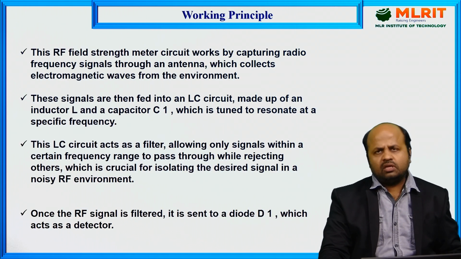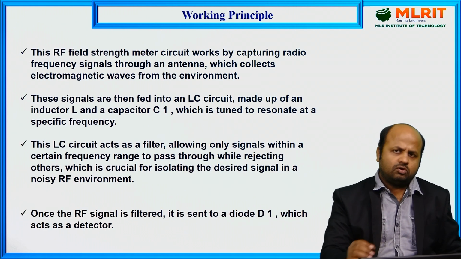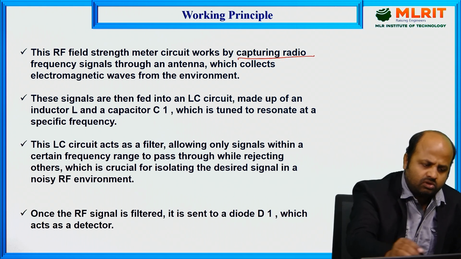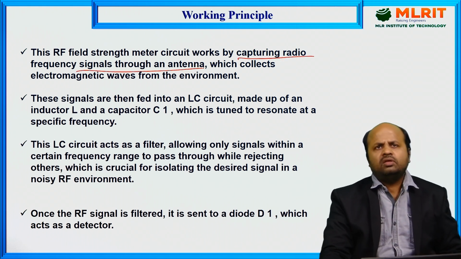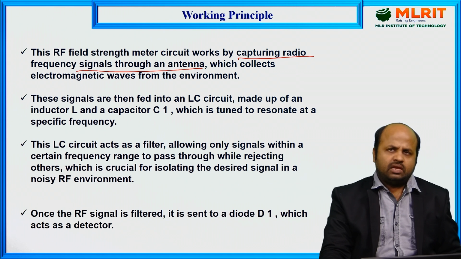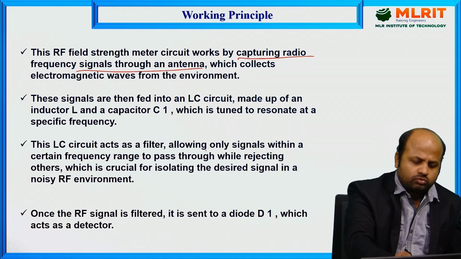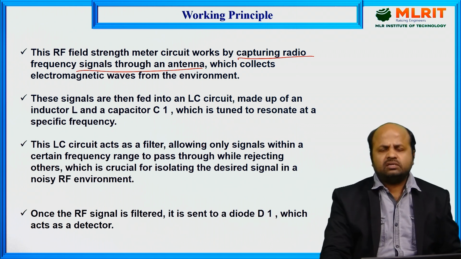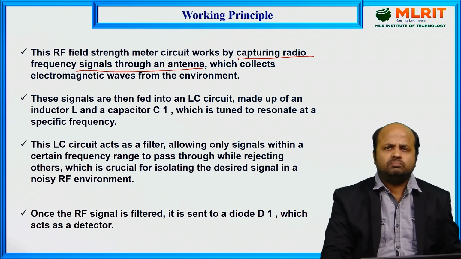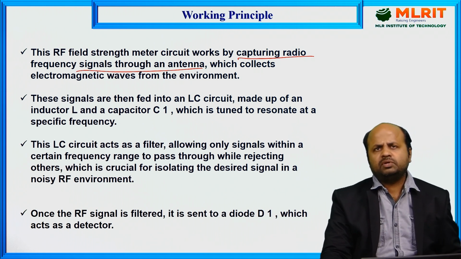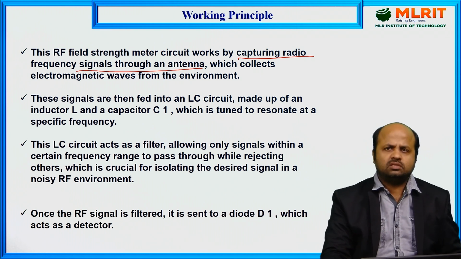So what is the working principle of a field strength meter? As already discussed, it will capture the radio frequency signal through the antenna, and after capturing, it will send it to the LC tuning circuit or tank circuit for resonating. Once the tuned frequency is there, that specific frequency will pass through the detector, and this detector circuit will convert it into some measurable quantity, and finally it will be displayed. So in this way the field strength meter works, as already discussed in the previous slides.